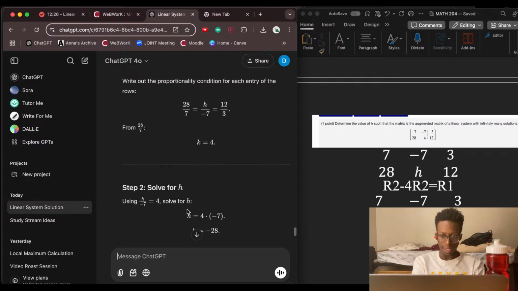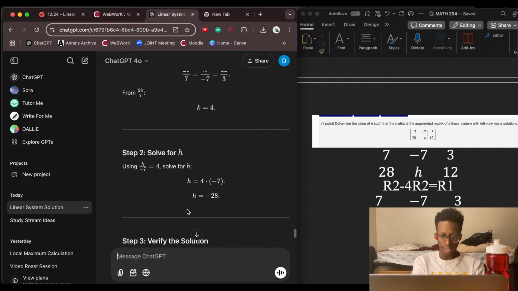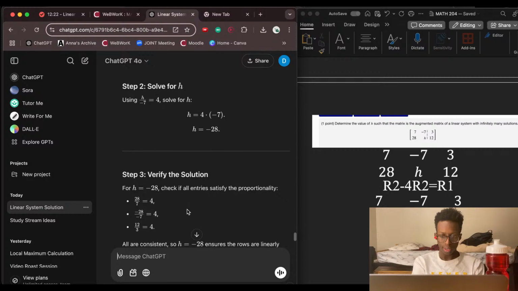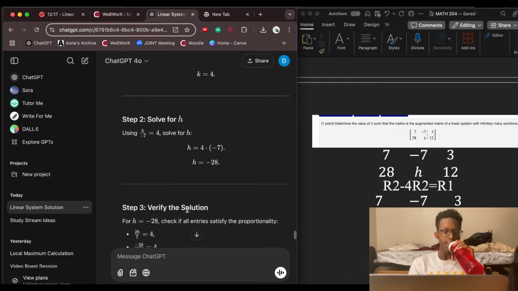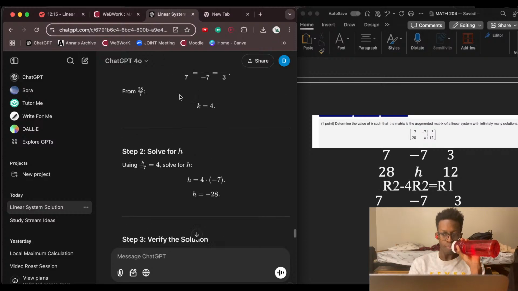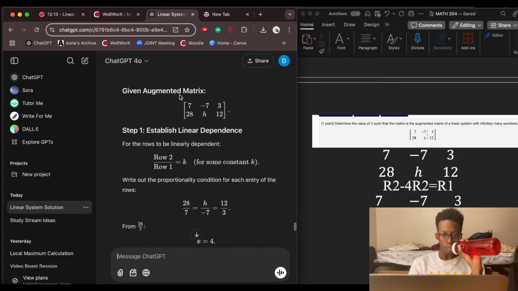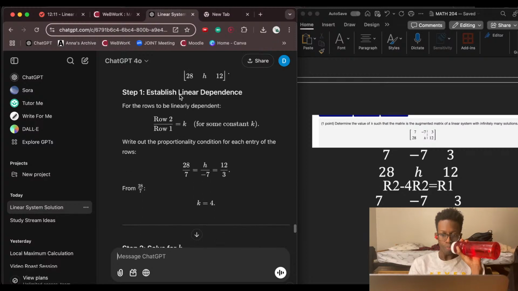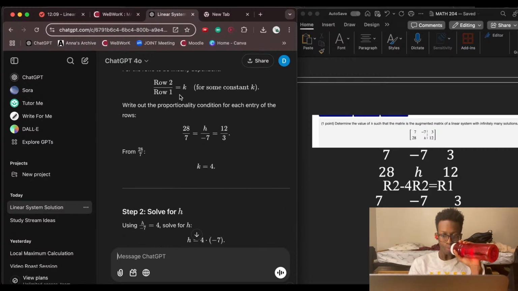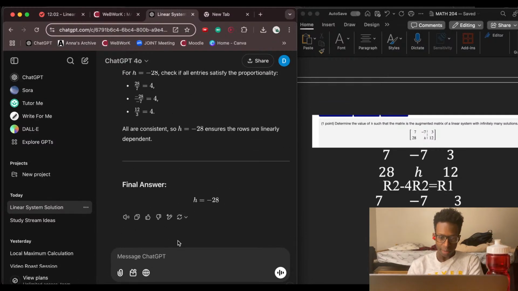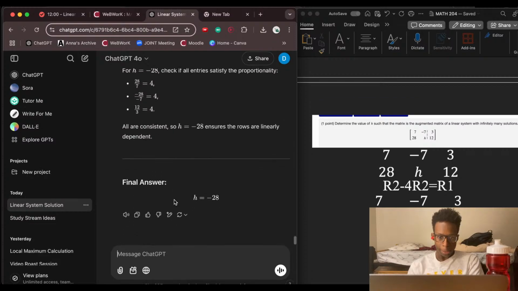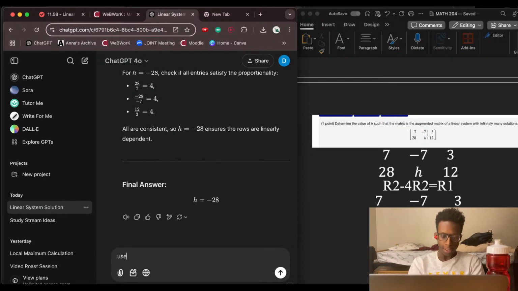Establish linear dependence. K equals 4, that makes sense. Yeah, so it's negative 28. Makes sense, but I think use Gauss-Jordan. Use Gauss-Jordan to show.